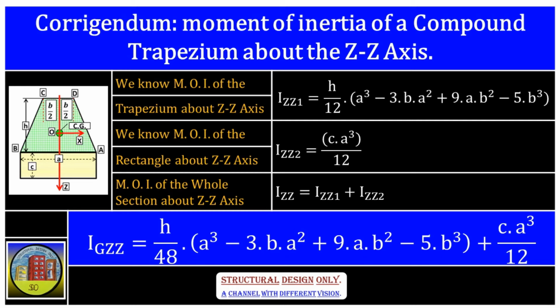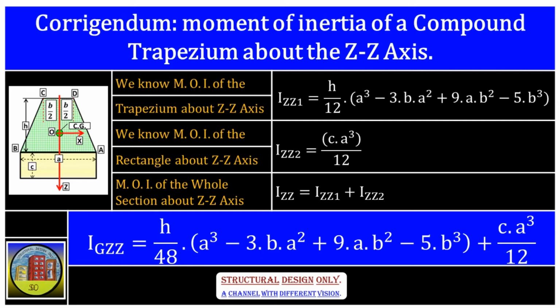Here you are watching an image of a symmetrical compound trapezium with bottom base length A, top base length B, height h, and width of the bottom rectangle is c. In our previous videos, we incorrectly stated that the moment of inertia of a compound trapezium section about its centroidal axis is equal to the moment of inertia about an axis perpendicular to its plane. This is incorrect. Let's derive the correct formula for the moment of inertia of a compound trapezium about its ZZ axis passing through the center of gravity.